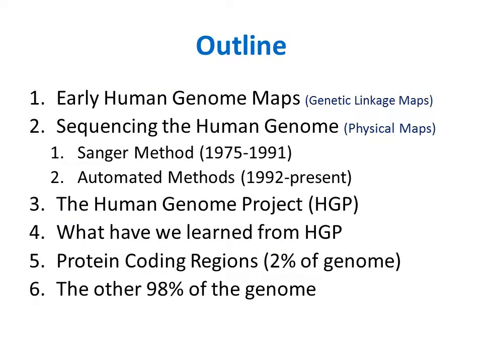So in terms of where we're going to head, we'll initially talk about what were some of the early human genome maps. We'll then talk about how do we actually sequence the human genome. We'll then talk about the project itself and what has been learned from this project. We'll also talk about the protein coding regions, which is only 2% of the genome, and we'll finish up talking about what is the rest of the genome.